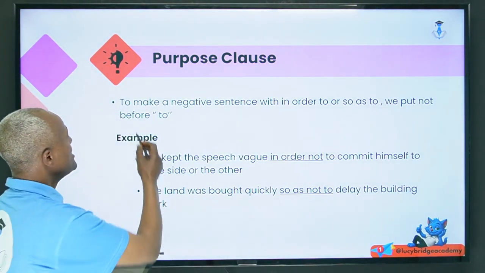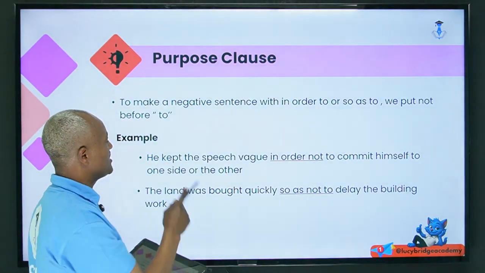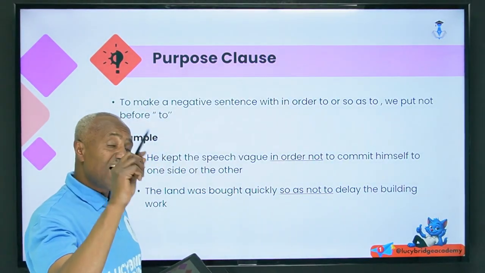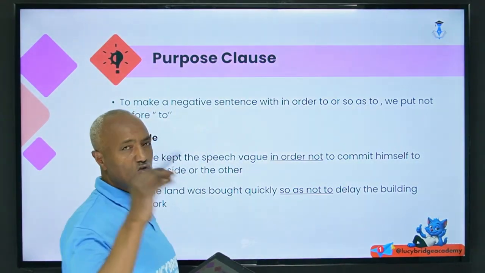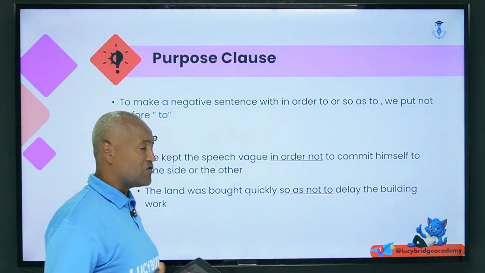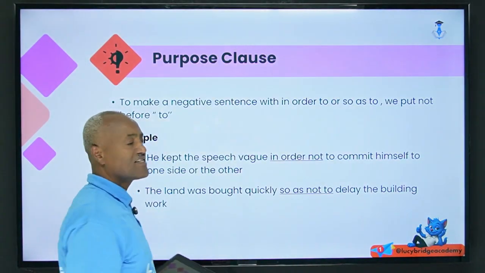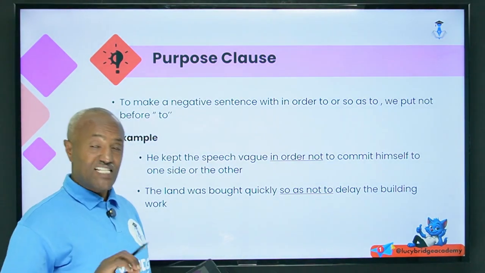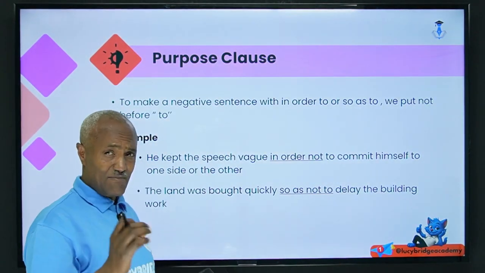For instance, to make a negative sentence with in order to or so as to, we put not before to. Here is an example: he kept the speech vague in order not to commit himself. Don't forget that not must come before to: so as not to, in order not to. Don't forget this one, because sometimes to confuse you in the exam, they may bring not between in and order, or between so and as. That type of structure is not present. This is the structure when you intend to make a sentence of purpose negative, and then take care about the meaning.